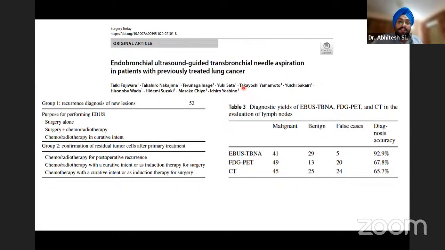So again, in previously treated lung cancer patients, when we have to see whether there is a recurrence or how the disease responds, again, EBUS has a higher accuracy compared to FDG PET and CT alone.